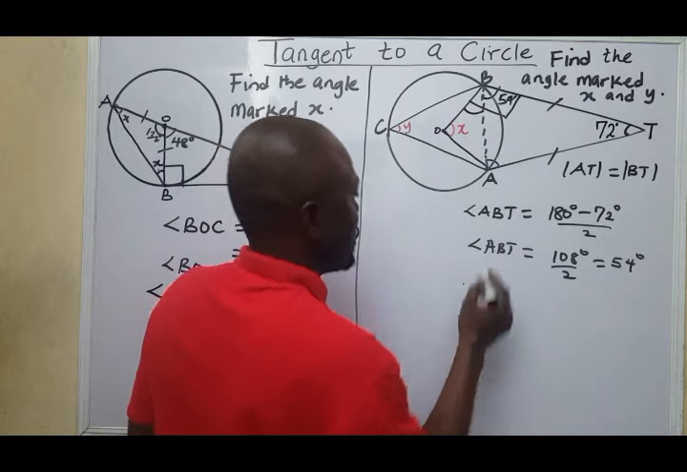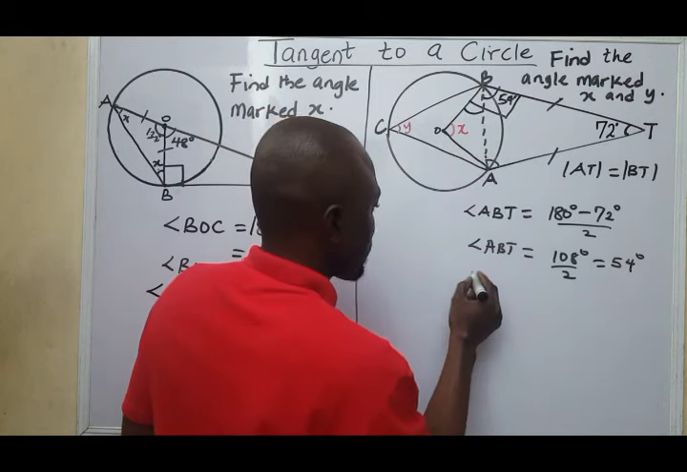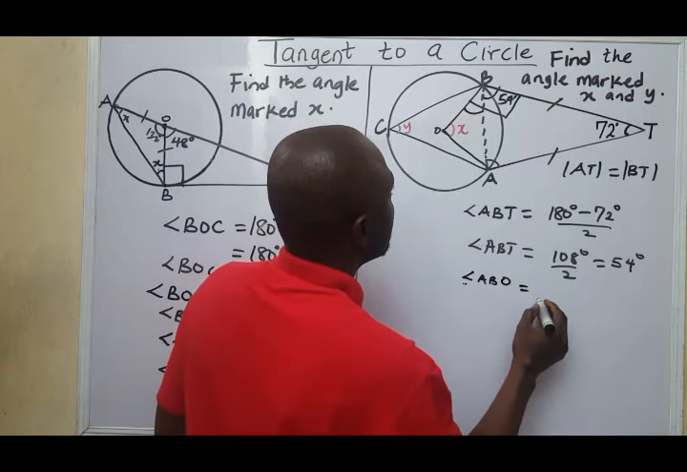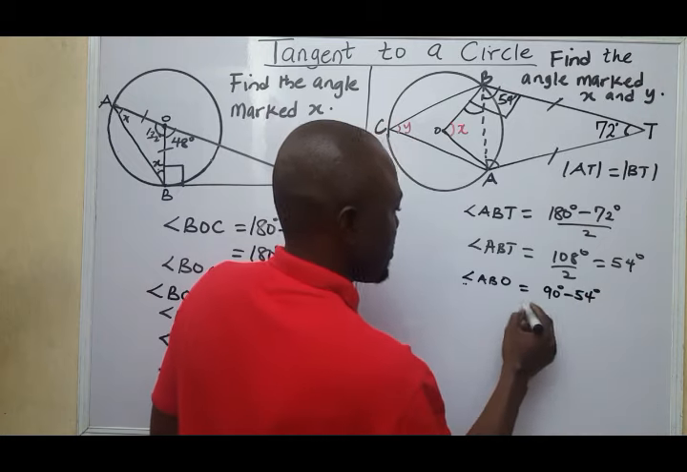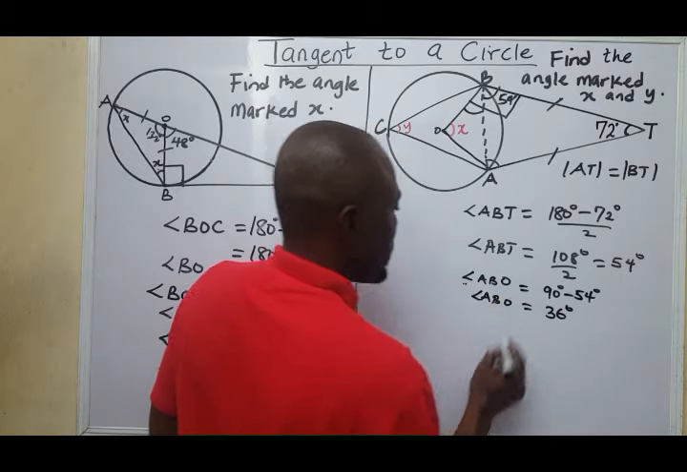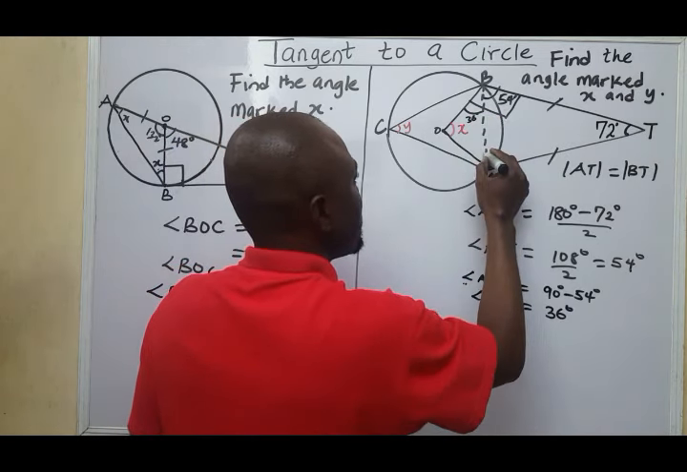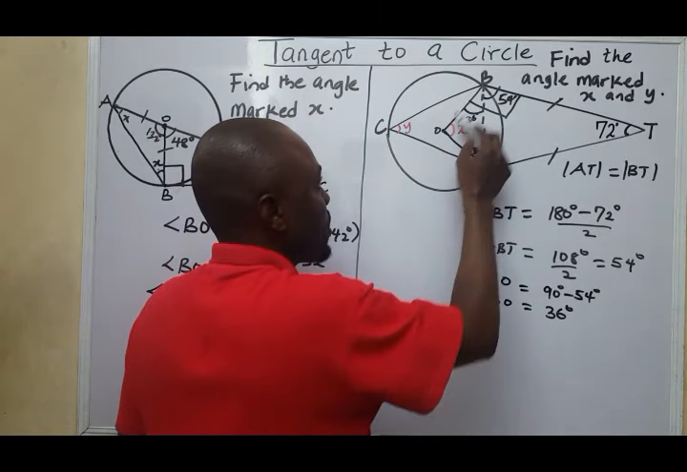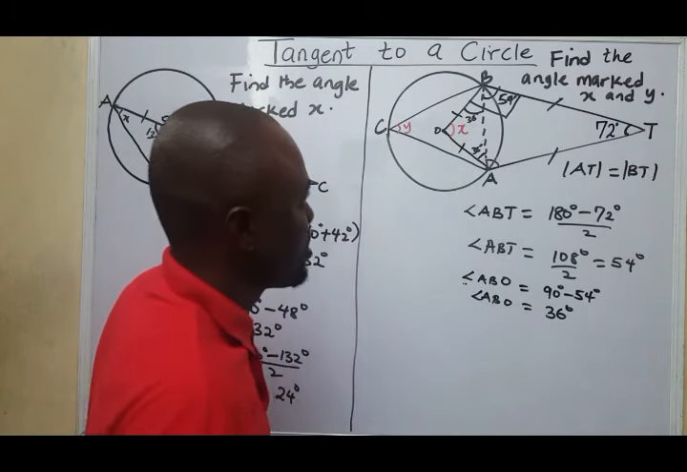Now, if I want to get this angle here, let's say ABO. Let me call it that way. This angle here, ABO, will be 90 degrees minus 54 degrees. Now, if I do that, I'm going to get 36 degrees. So ABO is 36 degrees. Now, if this is 36 degrees, this is also 36 degrees. Why? Because OA is a radius and OB is also a radius. So I have two radii. That tells me that this is an isosceles triangle.